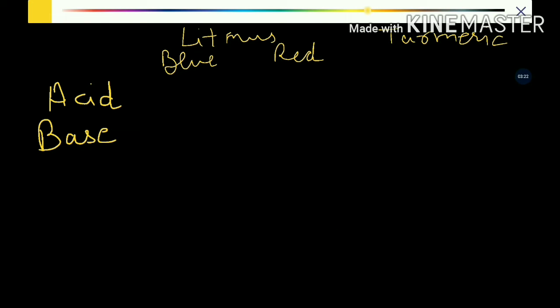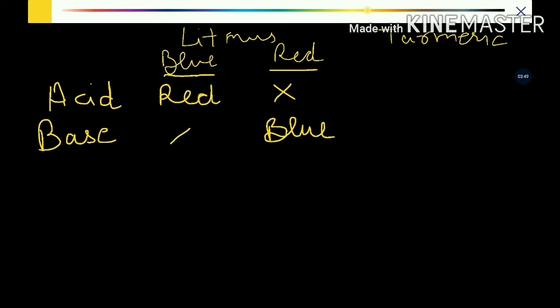Litmus can be blue or red, so it is blue litmus or red litmus. Acid will always change the color to red. Red litmus is already red, that means blue litmus will change to red and there is no change in red litmus. And the opposite is for base. Base will turn red litmus to blue. So blue litmus changes red for acid and red litmus changes blue for base, and there is no change otherwise.